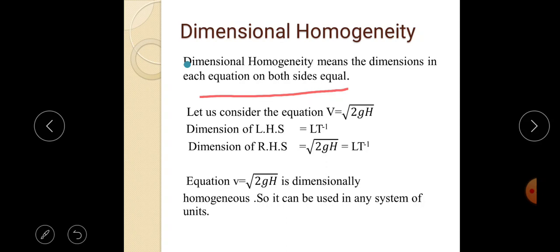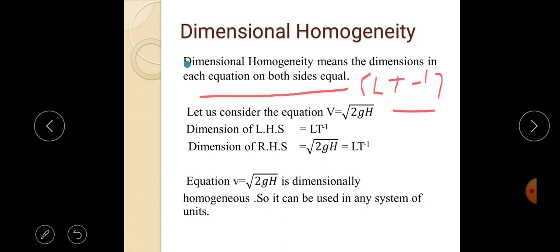Now, what do I mean when I say that an equation should be dimensionally homogeneous? That means all additive terms on both sides of the equation must have the same dimensions. So here is an example: v is equal to square root of 2gh, where v is the velocity. We know that velocity is distance by time, so it is simply LT^-1. So on the LHS we have the dimension LT^-1.